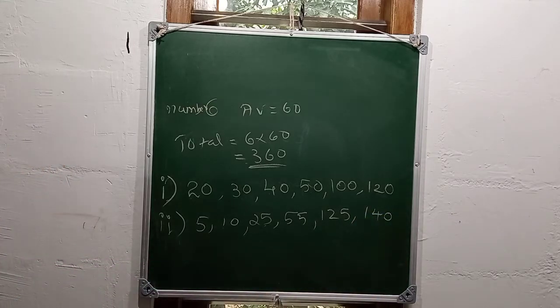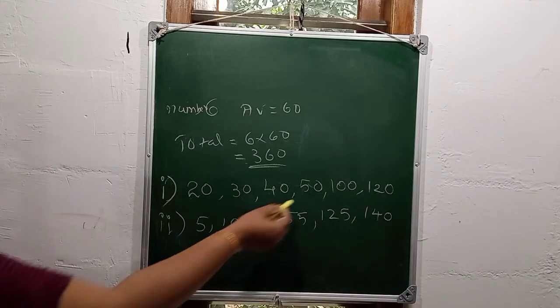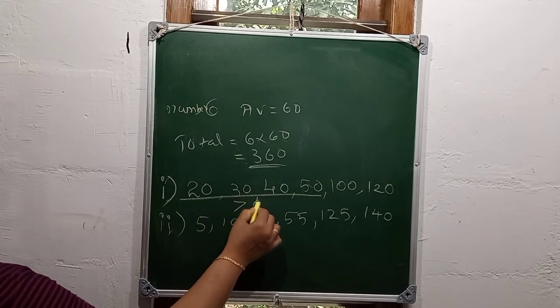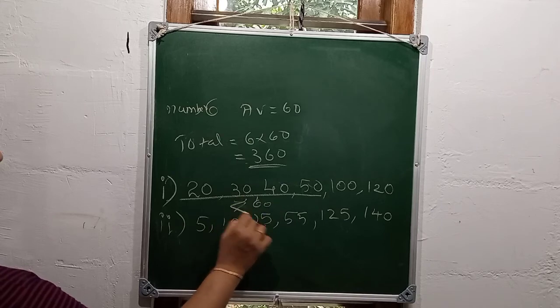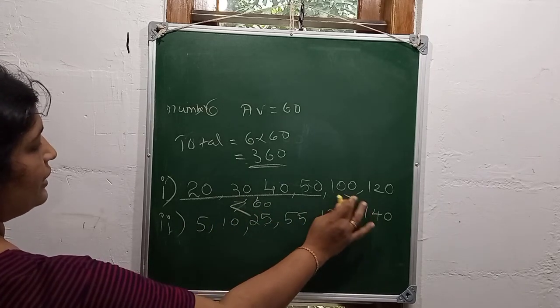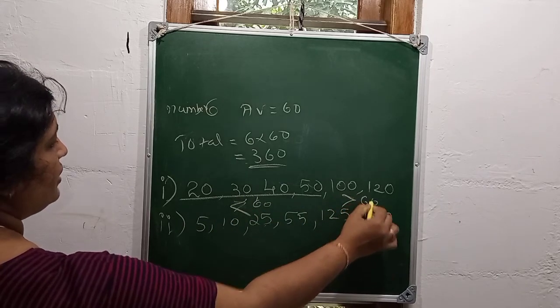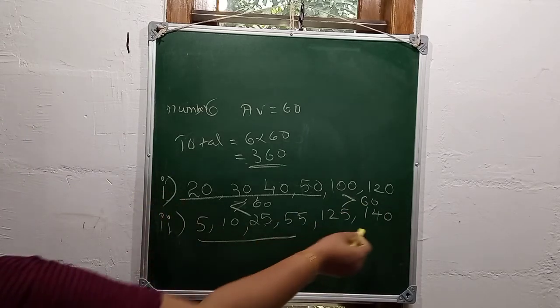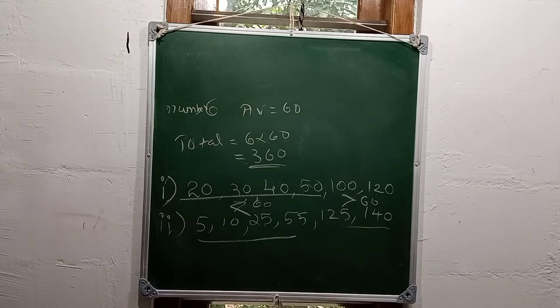So we get a set of numbers out of which 4 are less than 60. These are less than 60, and these two are greater than 60. Here also we have 4 less than 60 and 2 greater than 60.